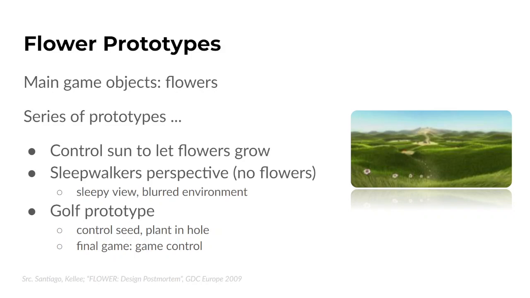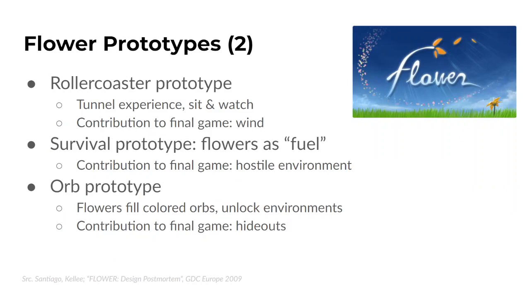So they had, for instance, to control the sun to let the flowers grow, but then burn them. The Sleepwalker's perspective, as I said, was a sleepy view, a blurred environment. The Golf prototype, already said that. So that was how to move these seeds. It came then to the wind blowing the petals, which was a contribution from the Golf prototype. The roller coaster prototype gave you the tunnel experience of speed when they had the wind blowing through the gorge.